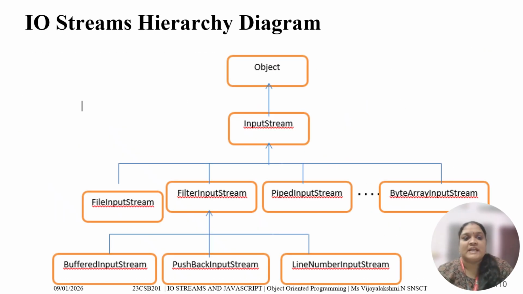And the next is, what is the hierarchy we are using in IOStreams? The first one is Object, and next comes InputStream, and next FileInputStream, FilterInputStream, PipedInputStream, and ByteArrayInputStream. We have BufferedInputStream, PushbackInputStream, and LineNumberInputStream. So these are all the hierarchy mentioned in the IO streams.